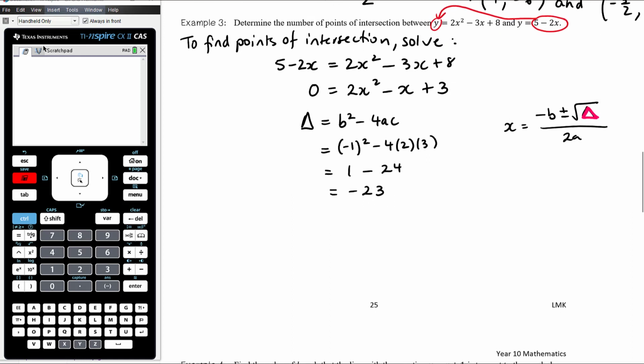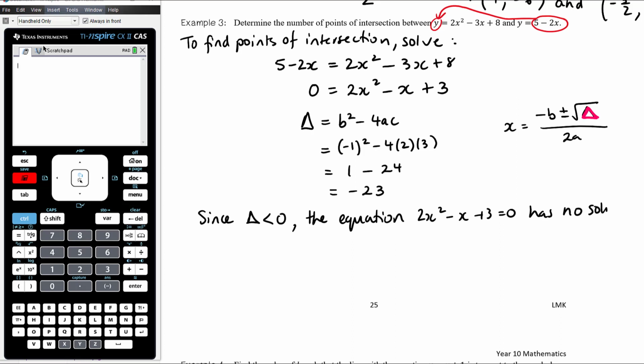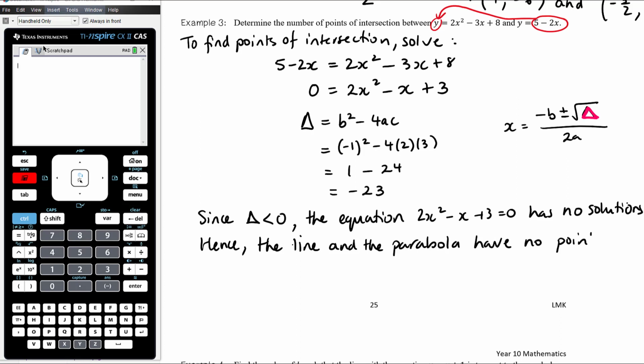Okay, and so since the discriminant is less than 0, so since it's negative, the equation 2x squared minus x plus 3 equals 0 has no solutions. Hence, the line and the parabola have no points of intersection.